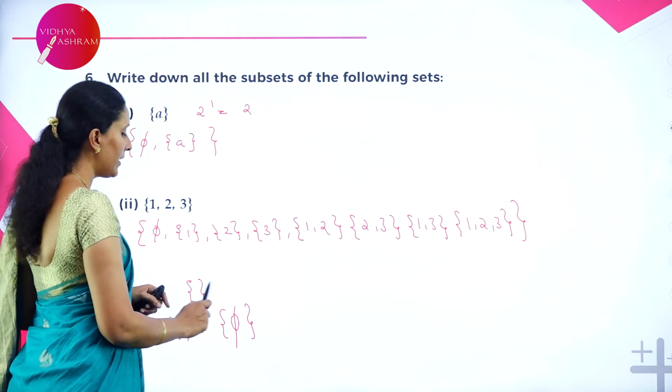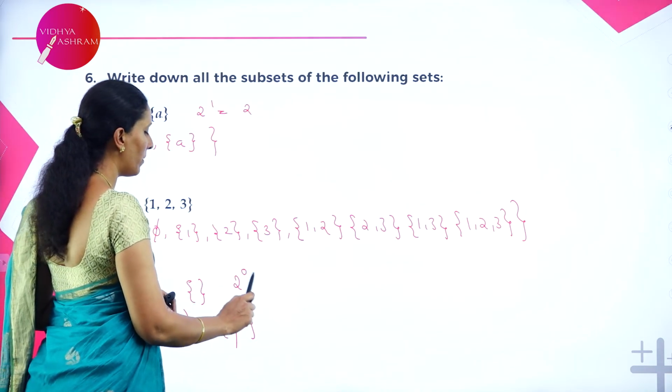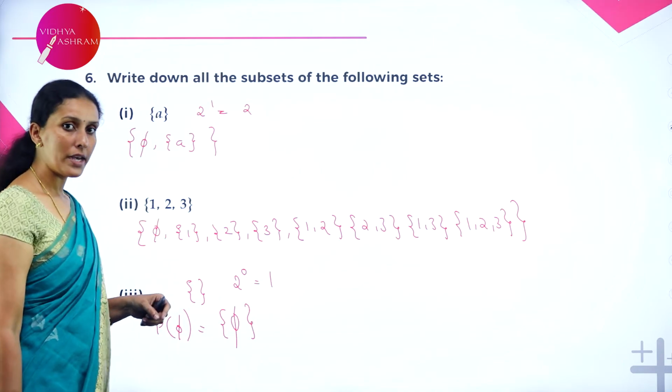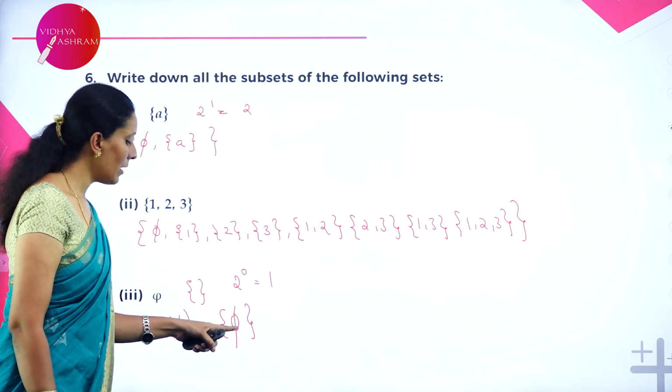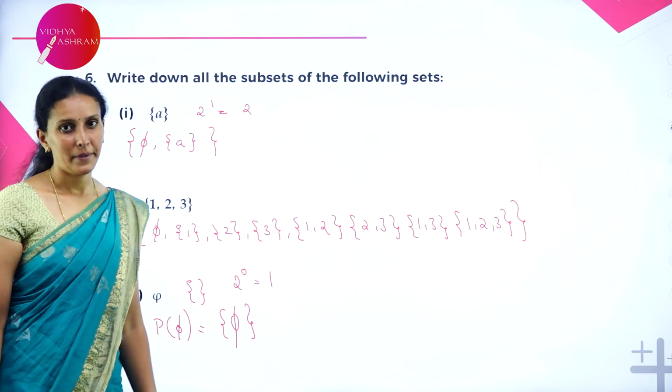Since the empty set does not have any elements, we have 2 power 0, which is equal to 1 element. So therefore, the only element inside the power set is the empty set here.